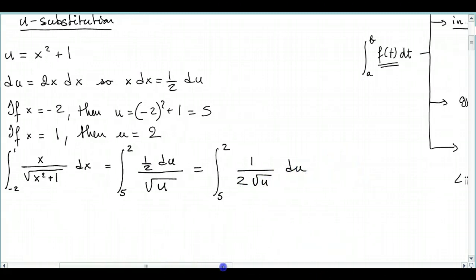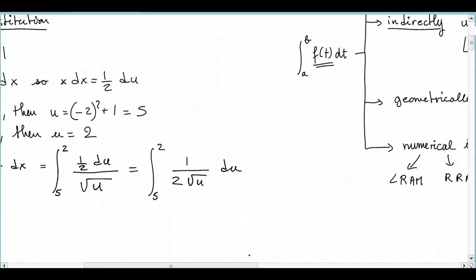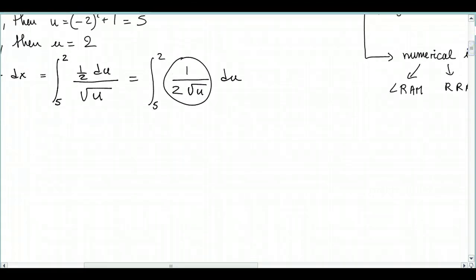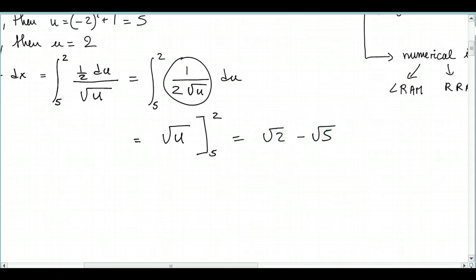Now, by this time, you should know an antiderivative of this function directly. It's not difficult. That's because we've seen it plenty of times before. You should know that the antiderivative of 1 over 2 root u is square root of u, between 5 and 2, and so the answer is root 2 minus root 5. Very nice, very simple.